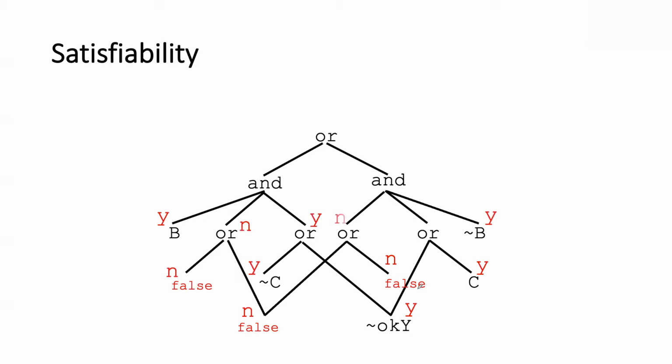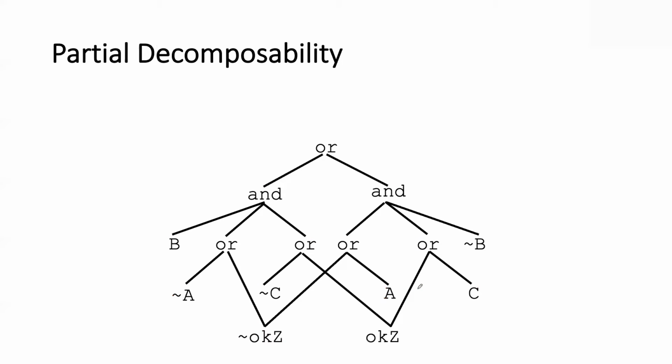Now you can see if you try to check SAT on this, you will end up getting, at the top, that this is unsatisfiable. So it is a decomposable negation normal form circuit, but it was unsatisfiable, because I had some false at the leaves.